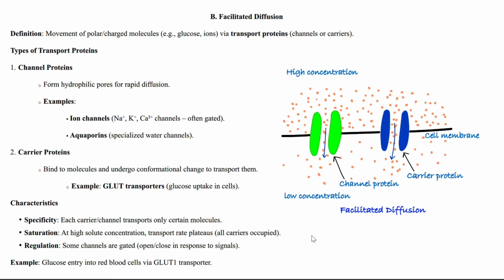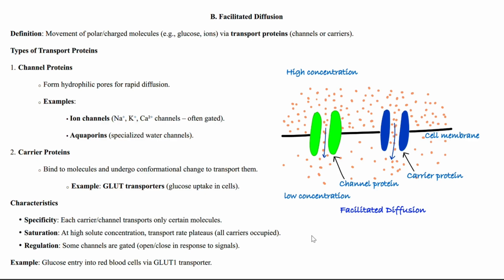Now that we have covered simple diffusion, let's move to the next form of passive transport, facilitated diffusion. This mechanism is essential for transporting molecules that cannot pass directly through the lipid bilayer, particularly polar or charged substances like glucose or ions. These molecules need a little help to get across, and that help comes in the form of transporter proteins embedded in the membrane. So, how does it work?